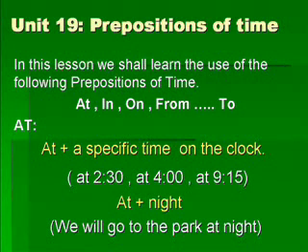So you see, for a specific time, 3 o'clock is a specific time, 2:30 is a specific time, and 4 is a specific time. So for a specific time on the clock, you should use at. You cannot use in. For example, you cannot say in 2:30 or on 2:30. So for a particular time on the clock, you should use at.